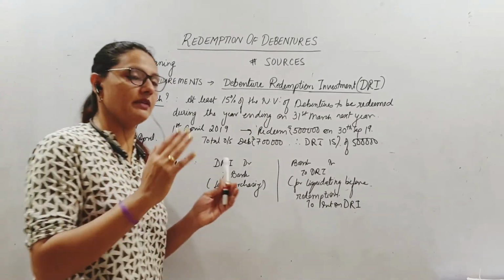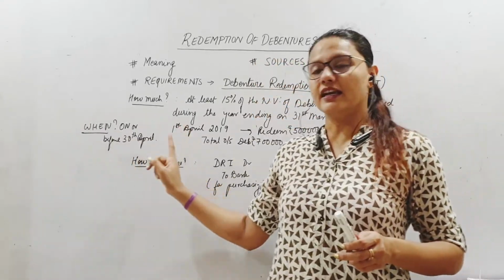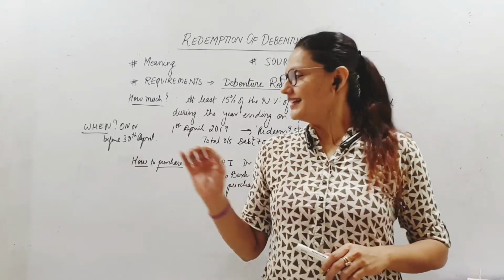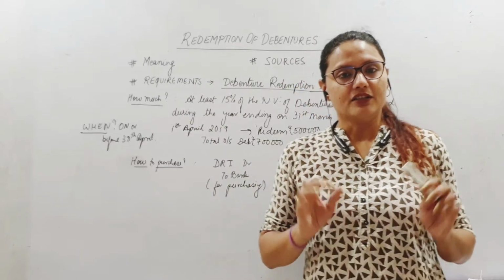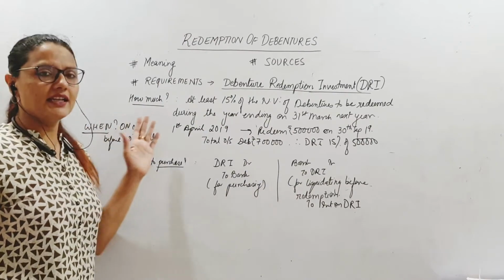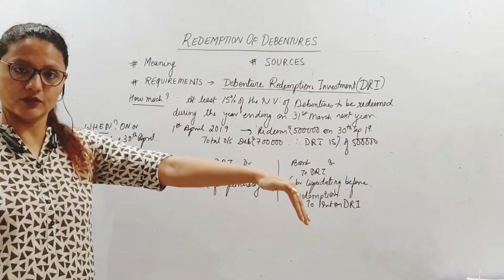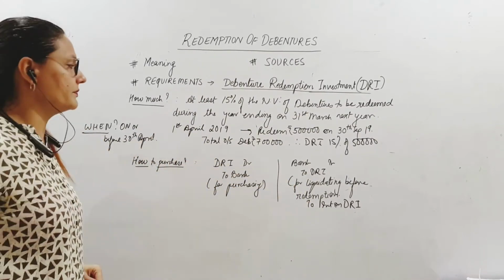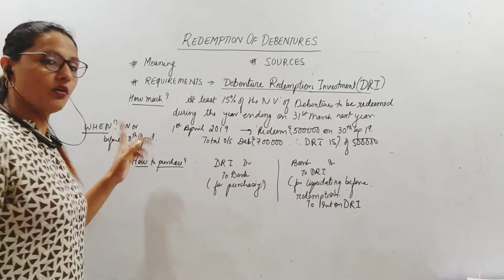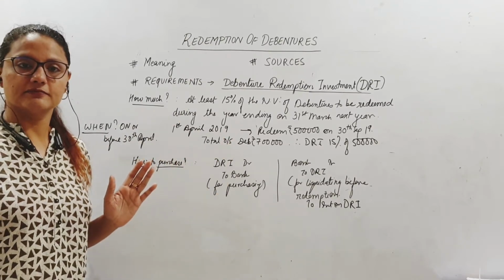Whenever I am redeeming, just before 31st of March this year, I should have invested in DRI on or before 30th April. Alright? So this is also mandatory. So, समझ में आ गया DRI, how much to create? 15% of nominal value of debentures to be redeemed this year. Okay, this year means April से March के बीच में. And we need to create 15% on the nominal value on or before 30th April of this year itself. And these are the journal entries.